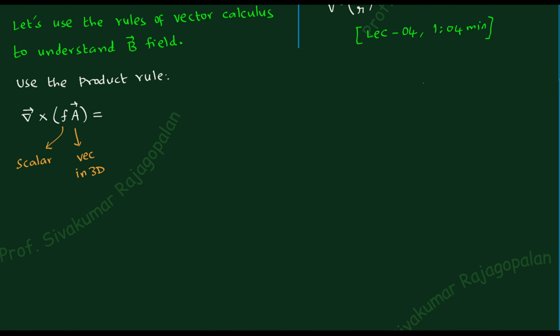So the expression is given by the scalar multiplied by the curl of the vector, then minus the vector, then take a cross product with the gradient of the scalar. So this is not difficult. Of course, if you know another expression, it will be easy.